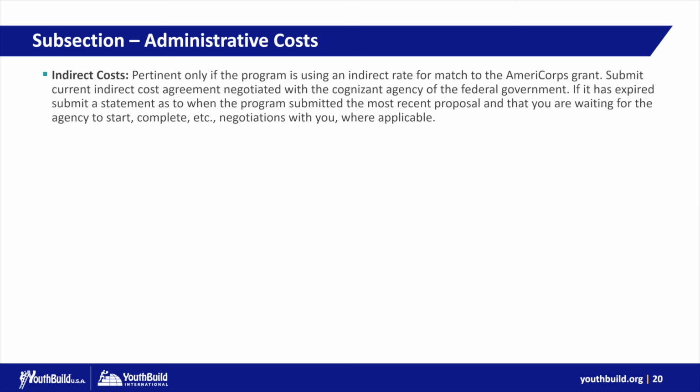Indirect costs are pertinent only if the program is using an indirect rate for match to the AmeriCorps grant. You will have to submit a current indirect cost agreement negotiated with the cognizant agency of the federal government. If it has expired, please submit a statement as to when the program submitted the most recent proposal and that you're waiting for the agency to start complete negotiations with you, where applicable.